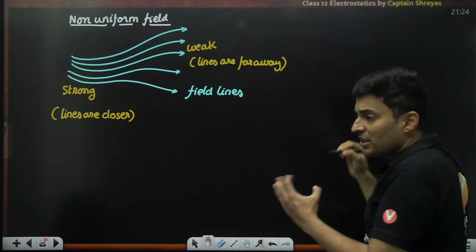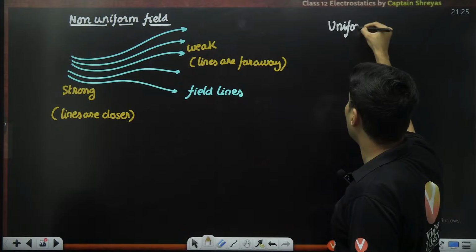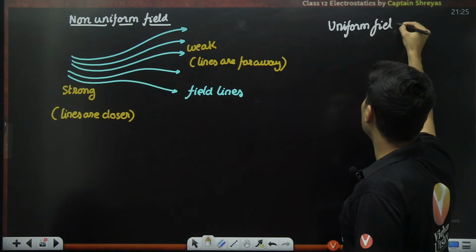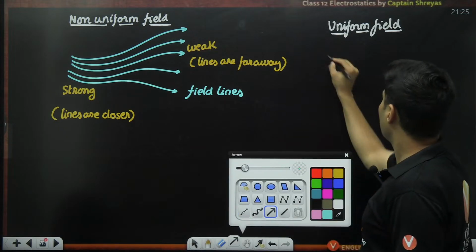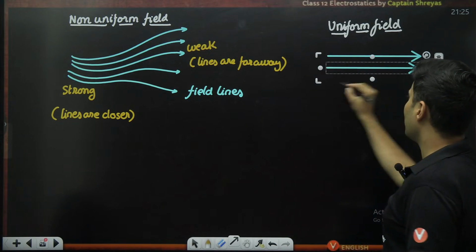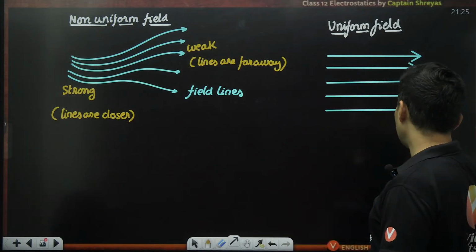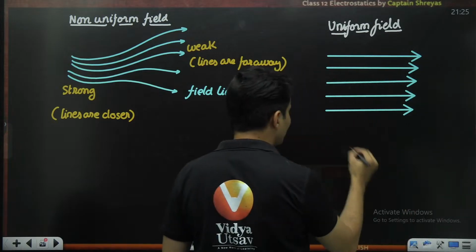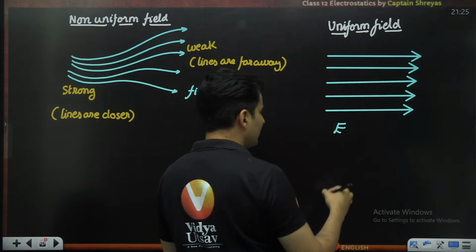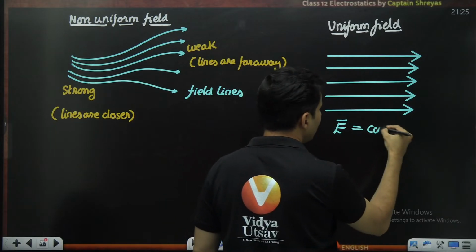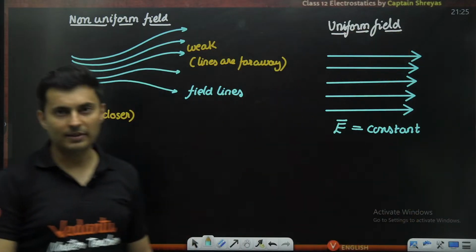There are certain situations where the field lines are equally spaced. Then it is said to be a uniform field. Something like this. Look at that. Now the lines are equally separated from each other. There is no strong or weak. Everywhere the field strength is the same. So in such a situation, the field value, vector wise or magnitude wise, is the same. So E bar is basically constant. In such a case, it is said to be a uniform electric field.